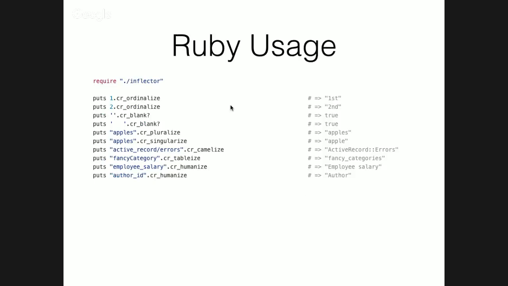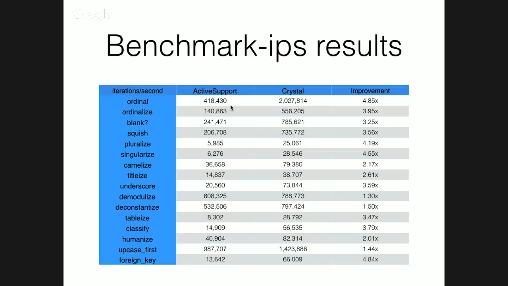And so let's get back to some Ruby usage. As you can see, it's pretty simple. We just require a Crystal file that we have. We compiled it. And then we just call methods. I prefixed all my Crystal methods with CR_, so that I could benchmark them against all the Active Support methods that exist. So we just call them just like any other method. It's pretty straightforward, and this can be really beneficial.